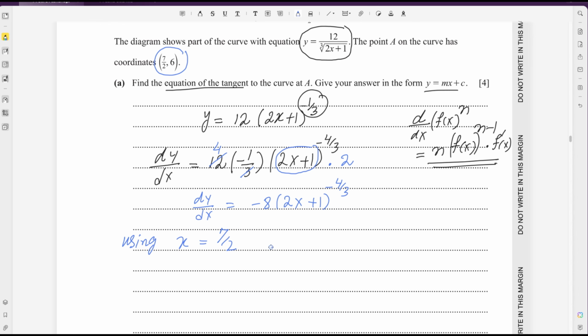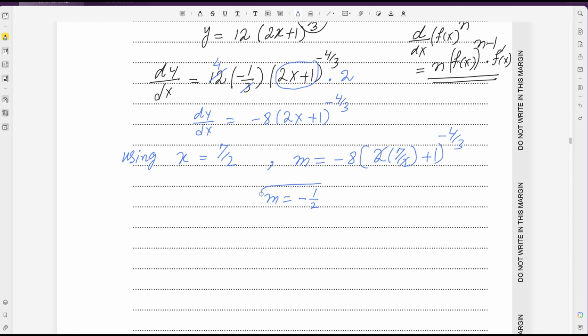The gradient is represented by m. So m equals minus 8 into 2 into 7 over 2 plus 1, to the power minus 4 over 3. The gradient is minus 8 multiplied by this value to the power minus 4 over 3, and you can get the answer on your calculator. Actually, the 2 is cancelled out, so you can type minus 8 into 8 to the power minus 4 over 3. The gradient is minus 1 over 2. This is the gradient of the tangent line.